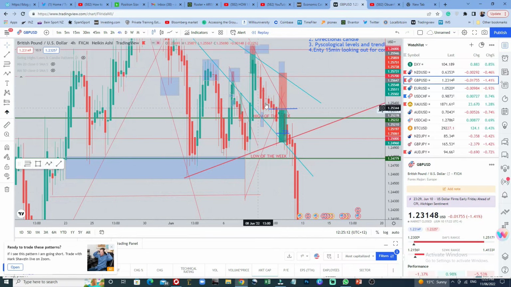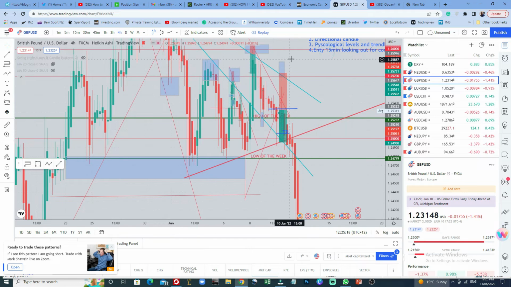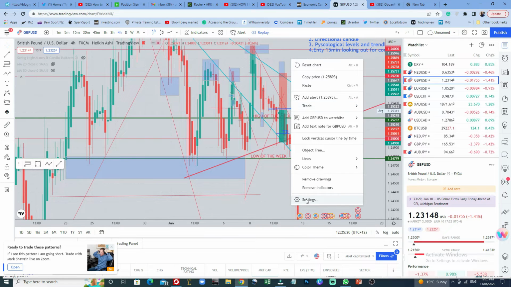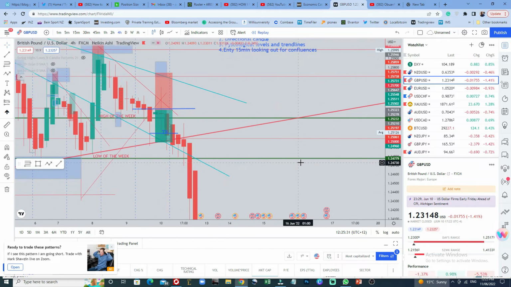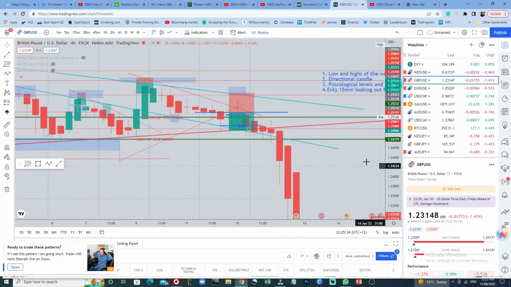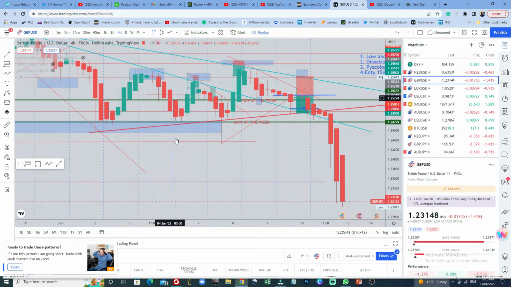So how do we separate the days in the week? You right click on the screen, go to settings on TradingView, click appearance, then look for section break. Click section break, and you'll see lines that are separating the days. This is one day, another day, another day. On the 6th was when the week started: Monday, Tuesday, Wednesday, Thursday, Friday. It's Saturday here, but in most parts of the world it's Friday. So the week started here.